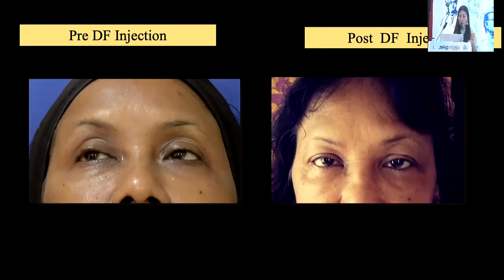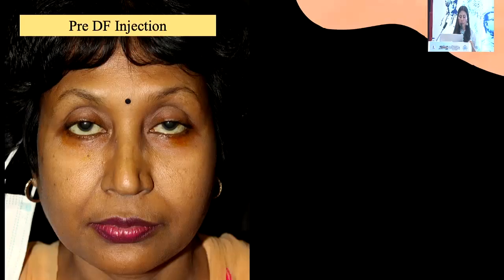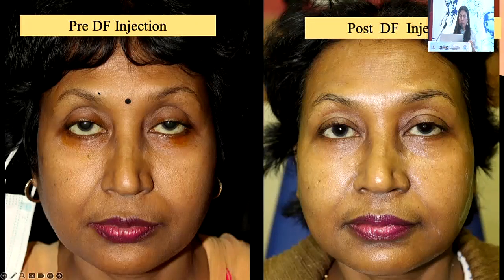And this is a patient, she looks immediately on the table. This is how the superior sulcus looks after the procedure, and this is how she looks before and after the procedure, and this is the beauty. You can see the whole of the superior sulcus, and it looks like such good tissue.